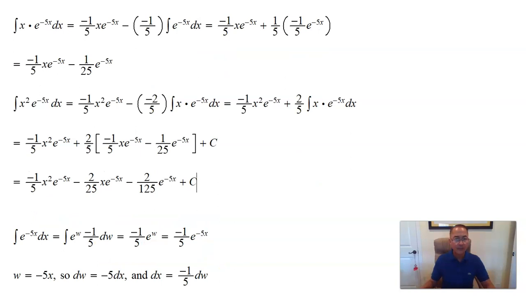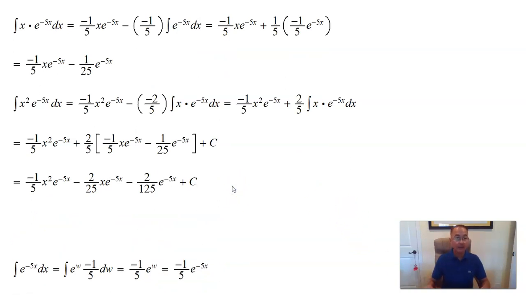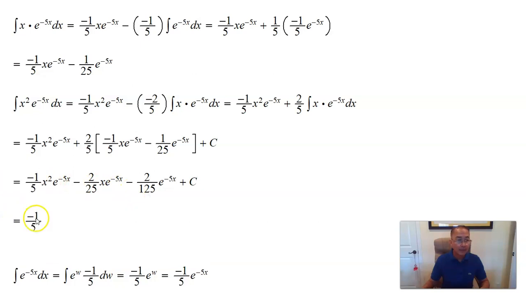And now, if you want, we can make this look a lot nicer by factoring out the e to the minus 5x. And how about the 1 over 25? Okay, so I will make a copy here. I will have a 1 over 125 and an e to the minus 5x.